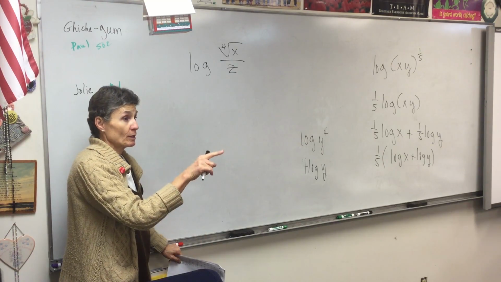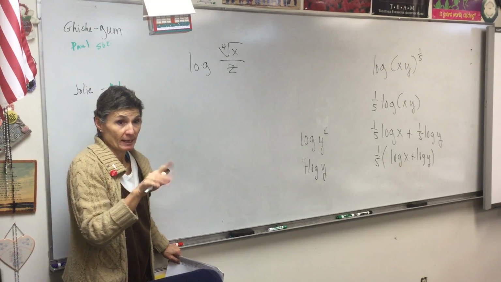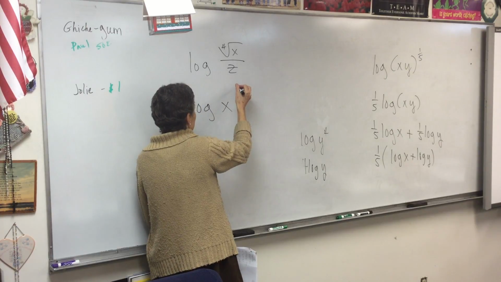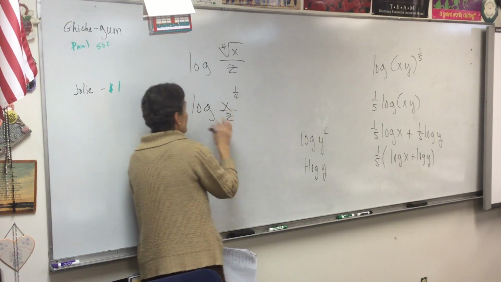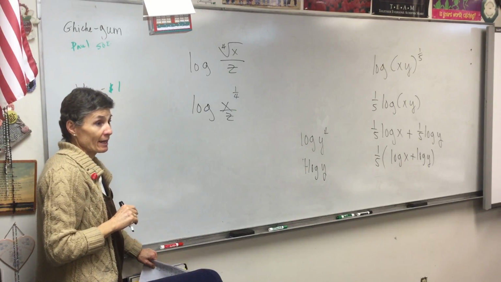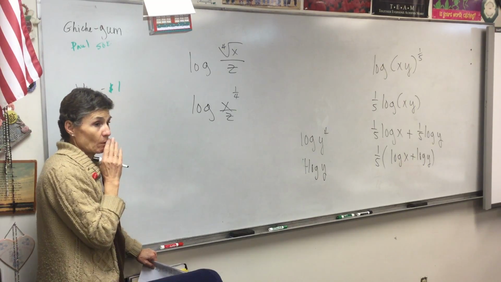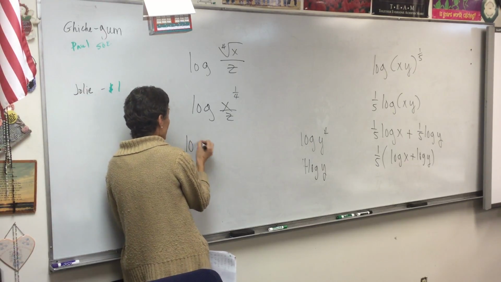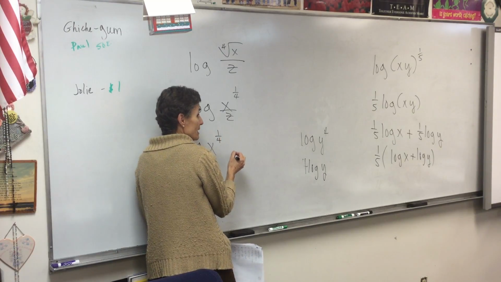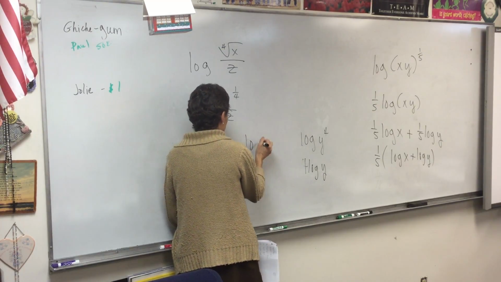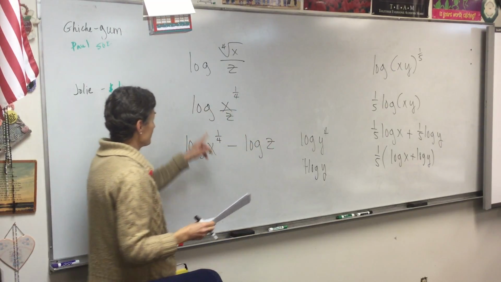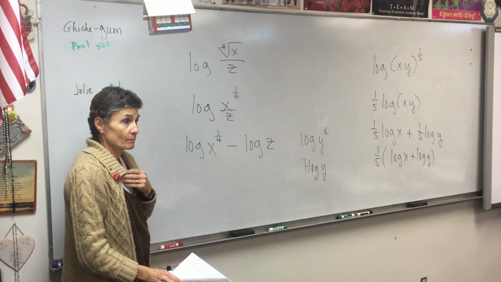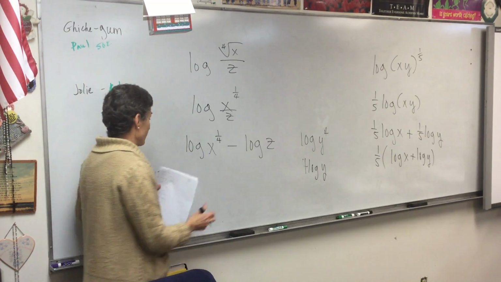Okay, so the first thing I want to do, I don't like this radical in logarithm land, so I'm going to get rid of the radical. So I'll write that as x to what power? 1/4. Okay, so now I've gotten rid of my radical. Okay, now what? I need to split it up, and when I split it up, it's going to be split as a subtraction. So it's going to be the log of the top minus the log of the bottom. Now what happens to the 1/4 now? Move to the front.